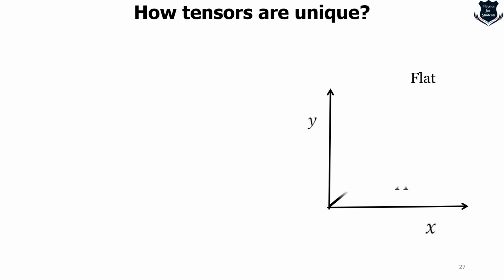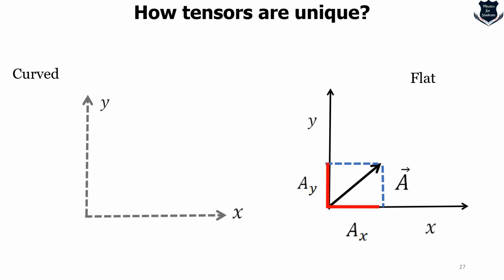So here is a flat space where we are drawing a vector A, and we are measuring the components of the vector as AY along the y-axis and AX along the x-axis. Now what if we transform this flat space into what is called a curved space? So we plot the original Euclidean flat space, and then we take a curved space where x is measured as x prime and y is measured as y prime.